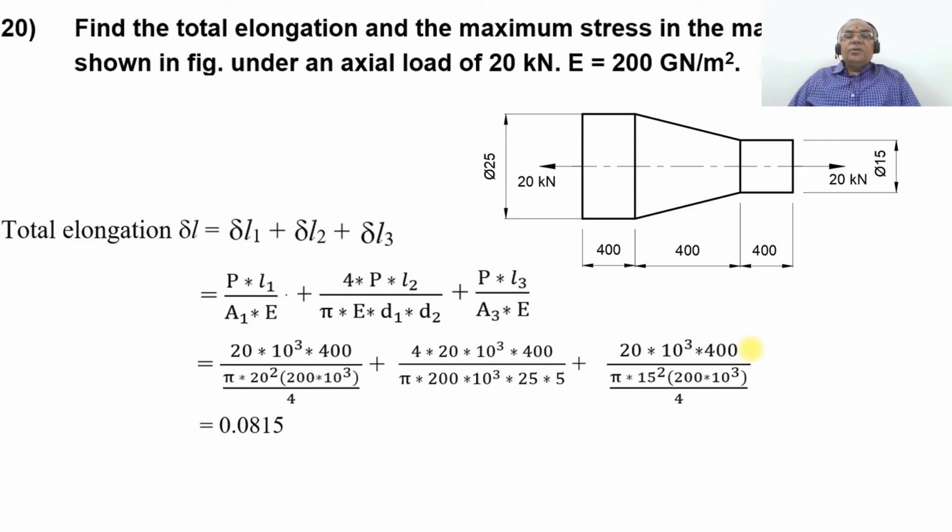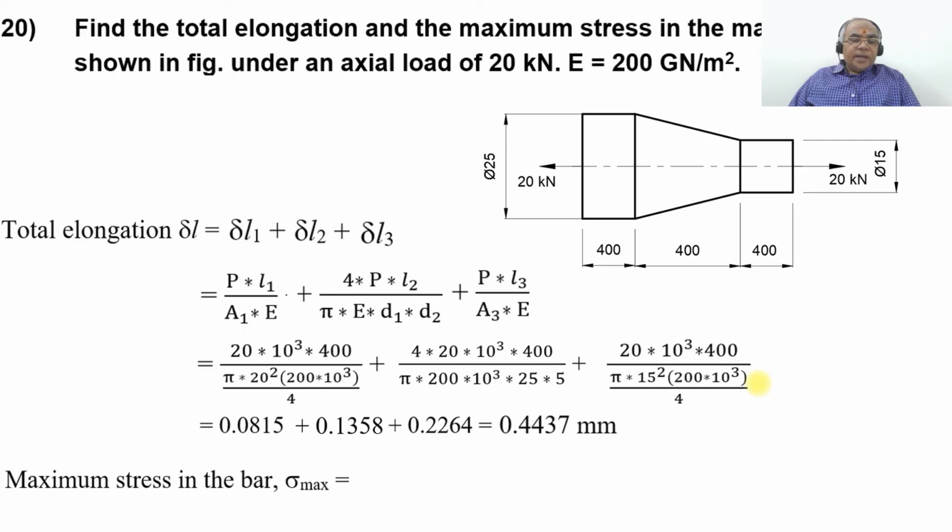And he will also ask you to find the maximum stress. So the total is 0.0815 for the first one, plus for the second one 0.1358. On simplification, the third one will be 0.2264. So what will be the total extension? The total extension will be 0.4437 mm.